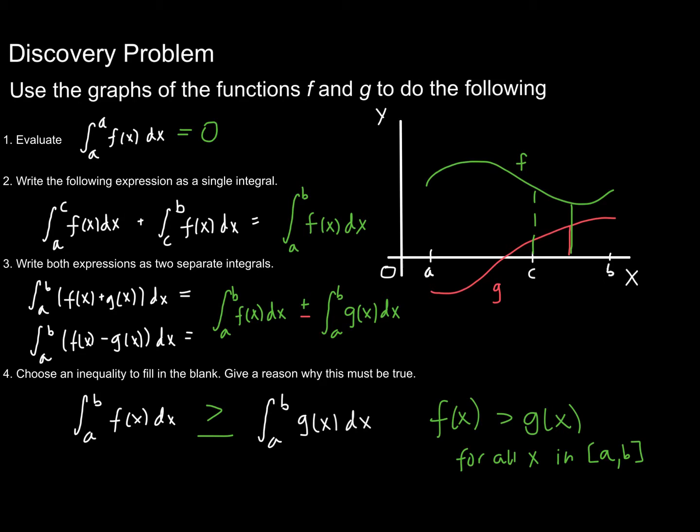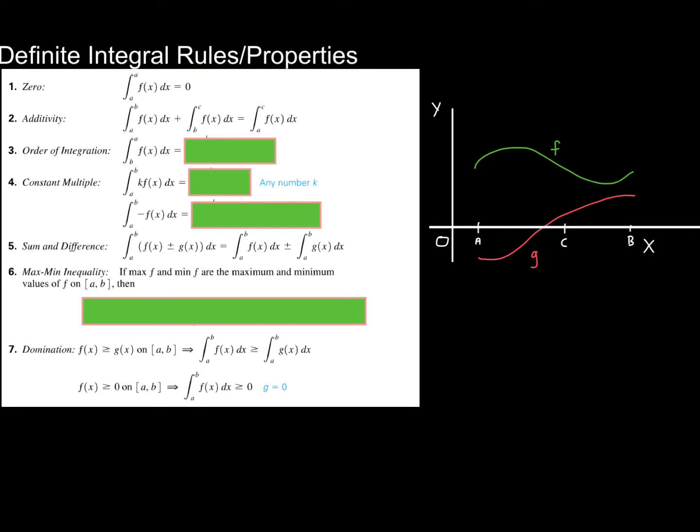All right, let's go ahead and take a look at just a couple more properties, but all of these are very useful, and we'll see why as we move forward. Okay, so here's a full list of the definite integral rules and properties. You can find this on page 293. All the ones that do not have any of these green boxes are ones that we've already gone over in some way. So I'm going to go over those briefly, and then we'll take a look at the new ones.